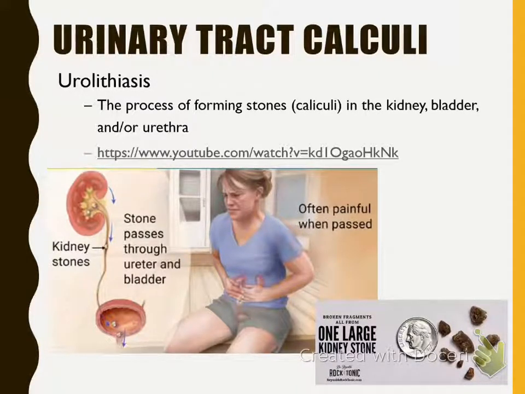Anything with uro in it has to do with urine or the kidney area. So anything uro, you can think kidney. And lithiasis is stone forming. So gallstones is cholelithiasis, which is fat stones, basically. So if you ever see the word lithiasis, that means you're making a form of stone. And then the prefix tells you where it is. So cholelithiasis is in the gallbladder, and urolithiasis is in the kidney.